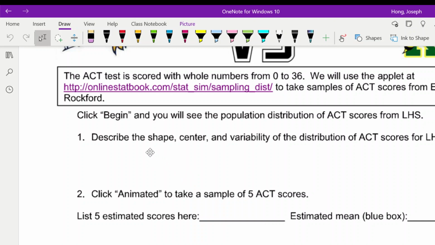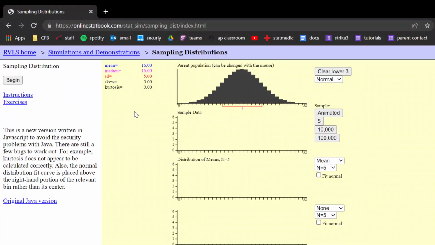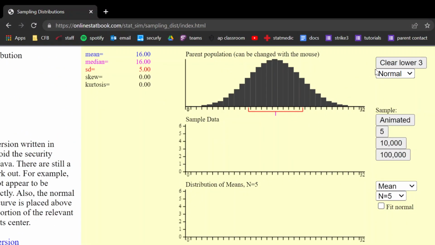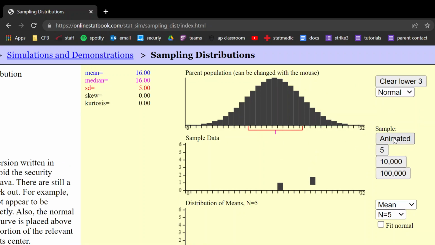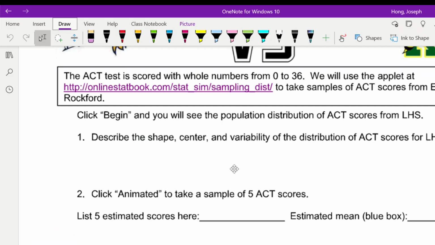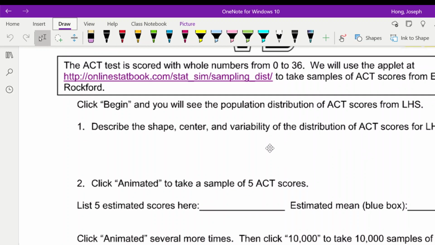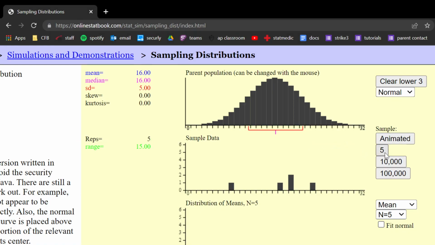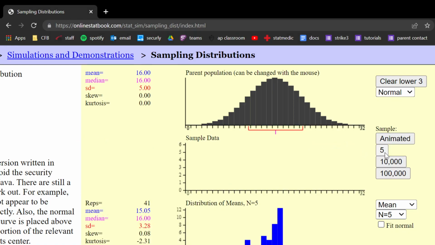So, when you click begin, you'll see a population distribution of the ACT scores in this high school. So, when I see this high school right here, I can animate. And you can see that I have samples here, and then I find the sample distribution of, my sample size being 5. So, we're going to be able to describe the center, variability, the shape of the SAT scores. And, as we continue to do this over and over again, and if I just do 10,000, you end up with a normal distribution.